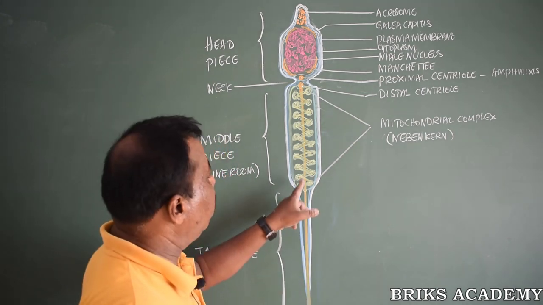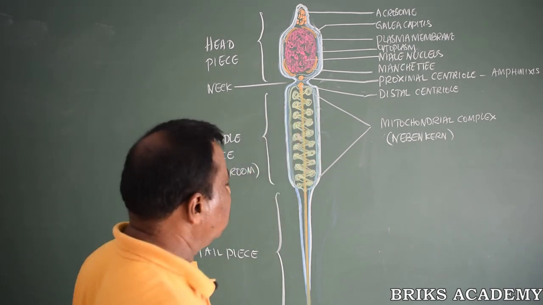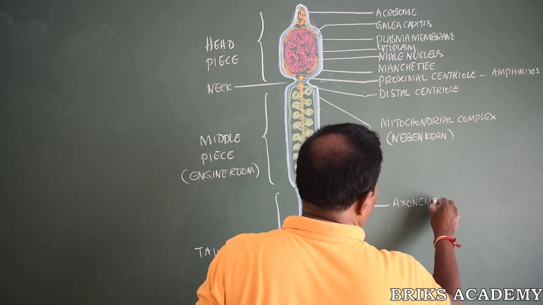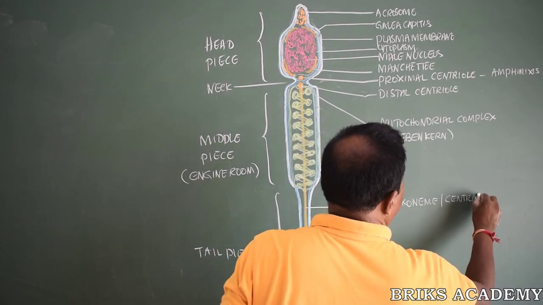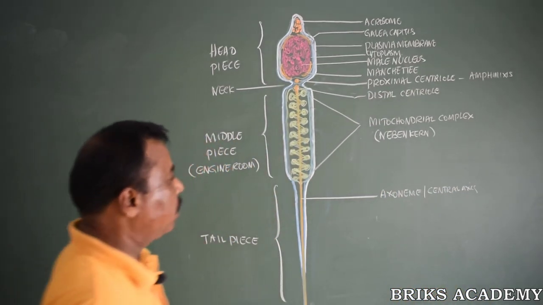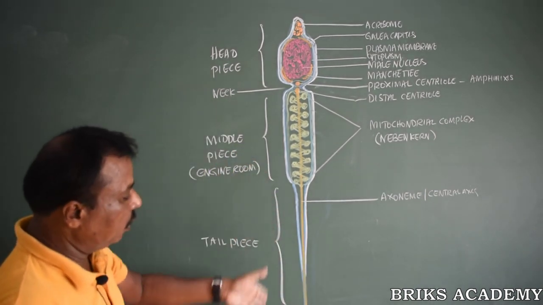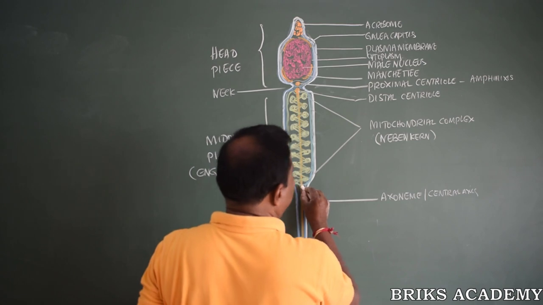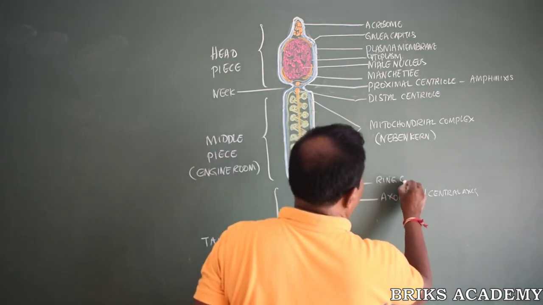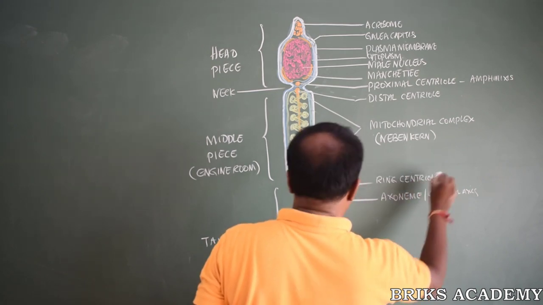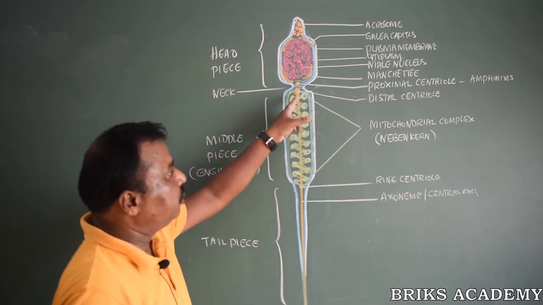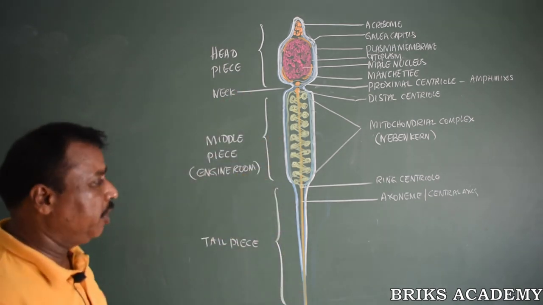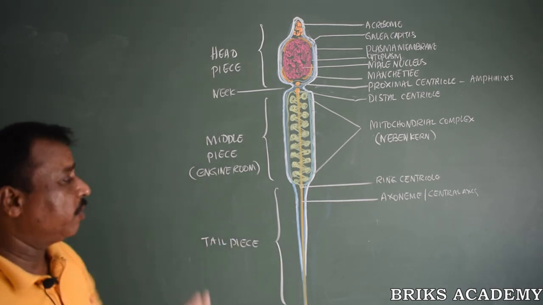There are about 12 pairs of mitochondria arranged spirally around the central axis, and this central axis is called the axoneme. It arises from the distal centriole. So that means the distal centriole plays a role in the formation of the flagellum, or the tail piece. In some cases, there is one more centriole, called the ring centriole, present in between the middle piece and the tail piece, and probably this is a modification of the distal centriole. Only two centrioles, proximal and distal, but since it is present between the tail piece and the middle piece, it indicates that the distal centriole is responsible for the secretion of the tail piece.